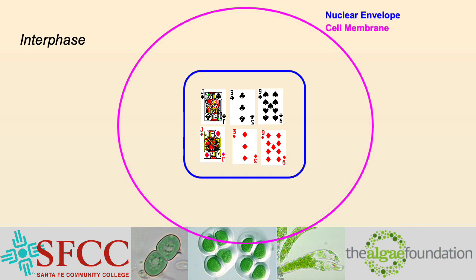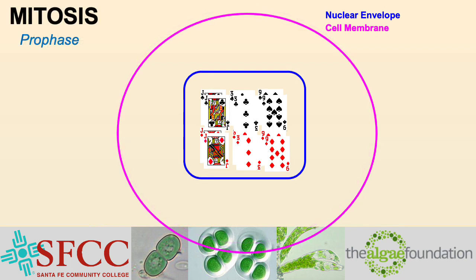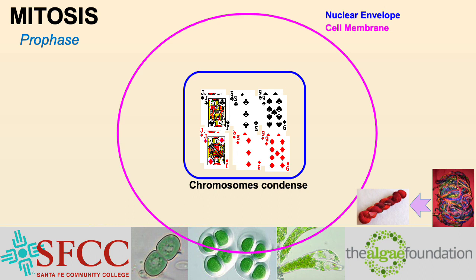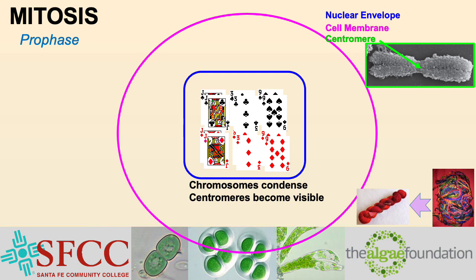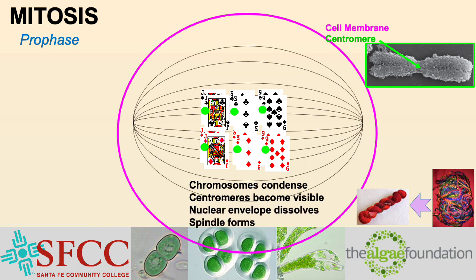Near the end of interphase, the genome duplicates. The first phase of mitosis is prophase. During prophase, the chromosomes condense. You can think of it as loose yarn winding itself up into skeins. When the chromosomes condense, the centromeres become visible. The centromere is where the two daughter chromatids are joined. The centromeres are shown as green dots in the cartoon. In prophase, the nuclear envelope dissolves in some cases, and the mitotic spindle forms from microtubules.